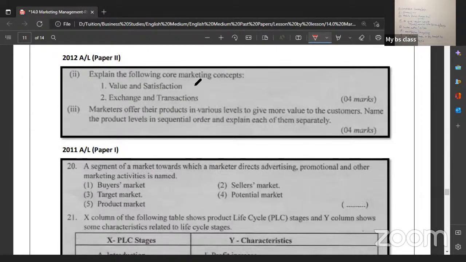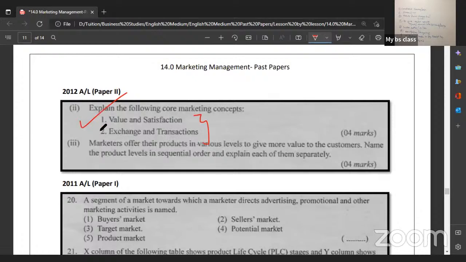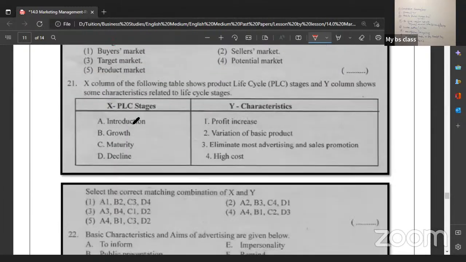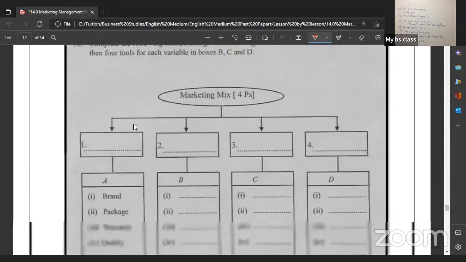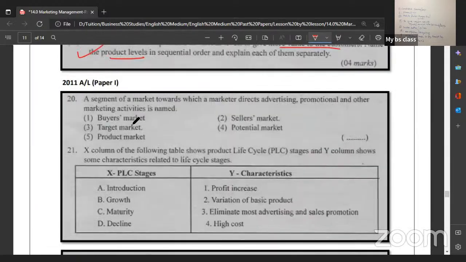Right, value set. Marketers offer their products in various levels. Yes, the levels, the consumer value hierarchy they are asking, product levels we have to describe. Only 5 minutes I'm taking, guys, maximum. Shall we come up with this one? 2011.